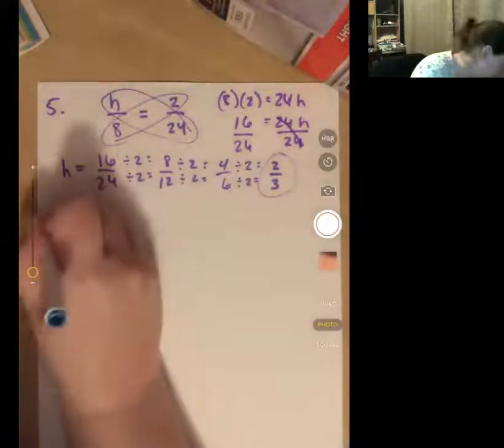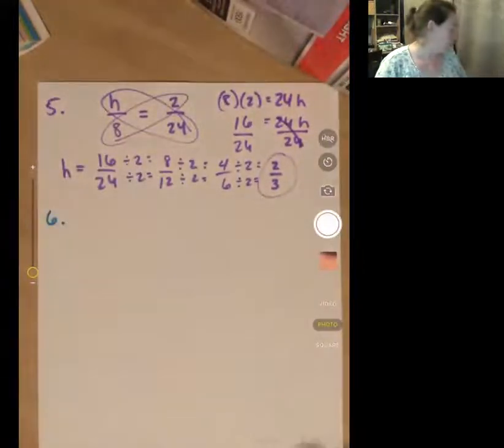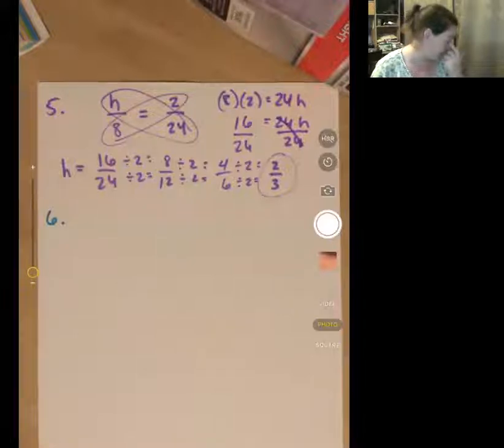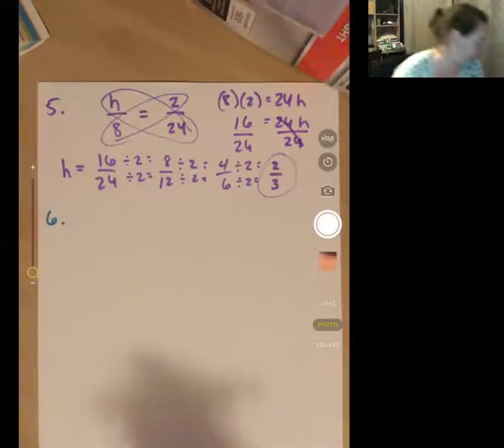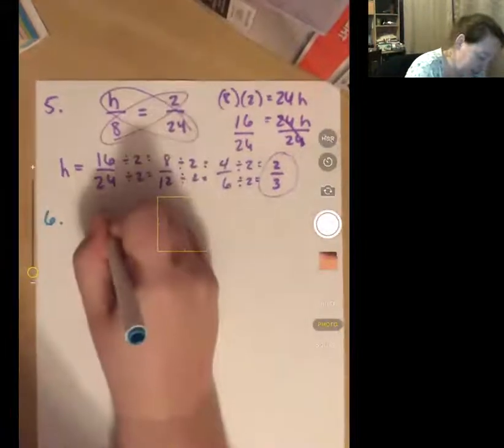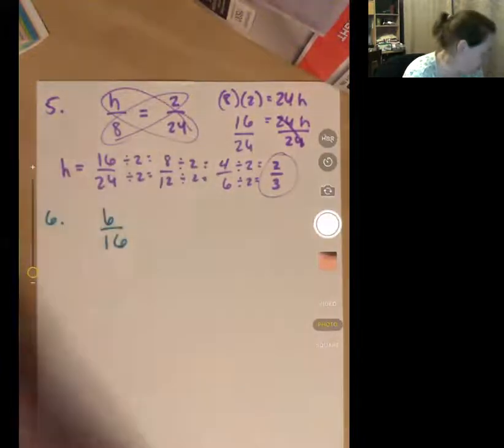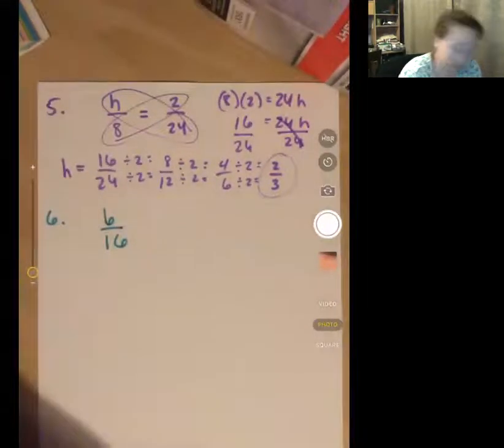Number 6. The lower cable meets the tree at a height of 6 feet and extends out 6 feet from the base of the tree. If the triangles are similar, how tall is the tree? Okay, so the lower cable has a height of 6 feet and a base of 16 feet. So that's the lower cable.